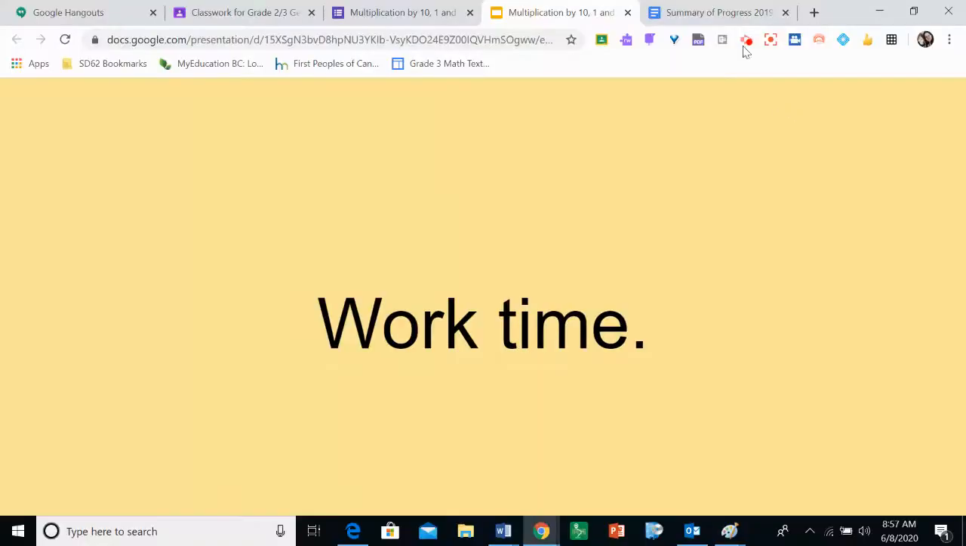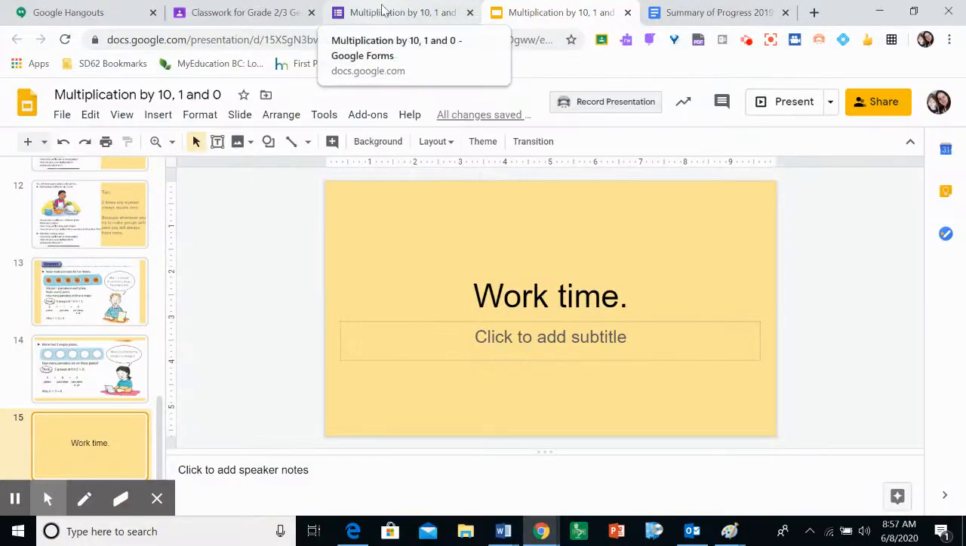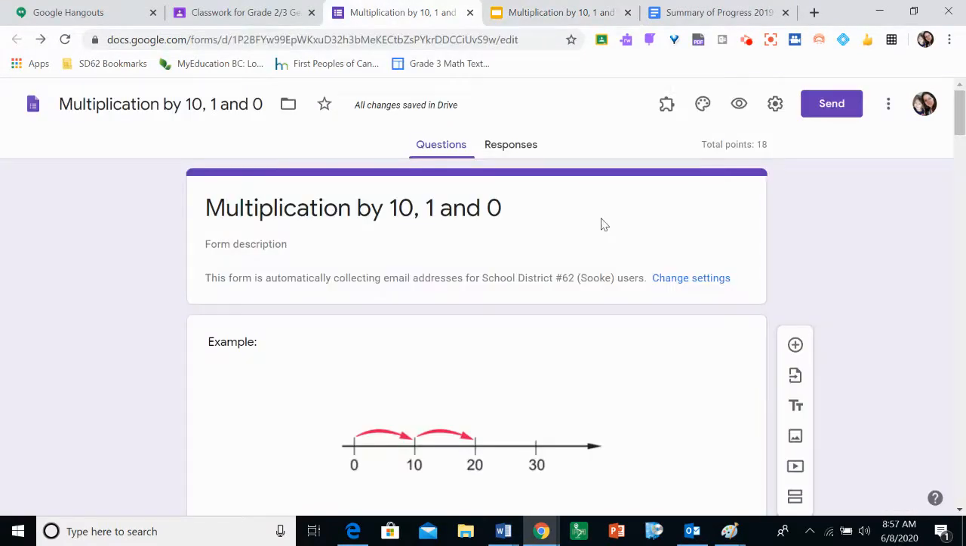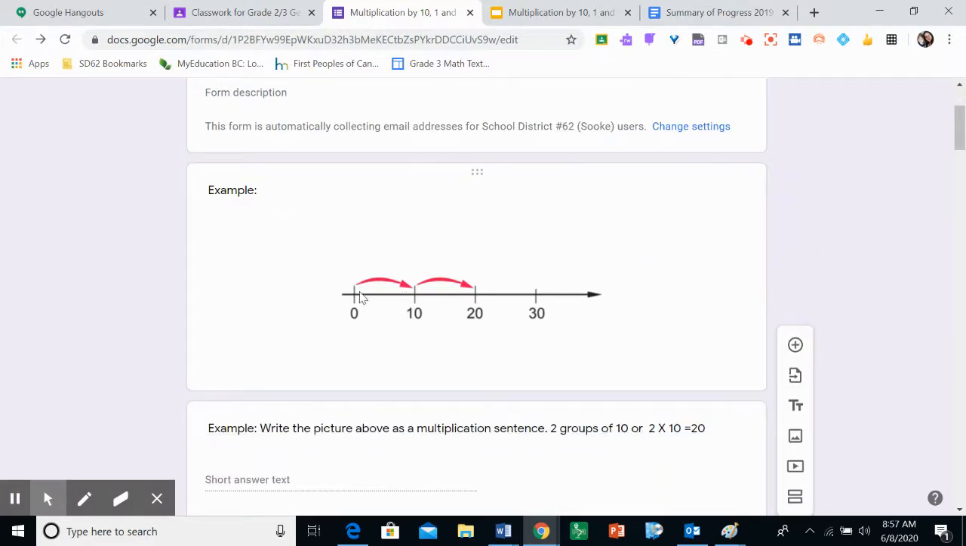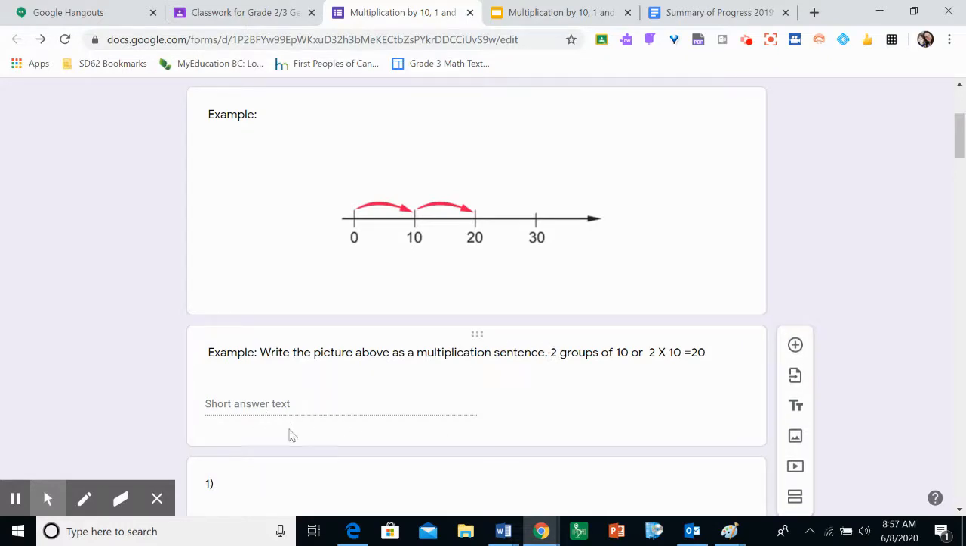All right, so now for your assignment. It may look like there's a lot of questions, but most of them are really quick. So here is a number line, and the first one's actually an example. You do not have to write anything here. It's not worth points. So here we have a number line, and you can see the arrow goes to 10 and then to 20. Write the picture as a multiplication sentence.